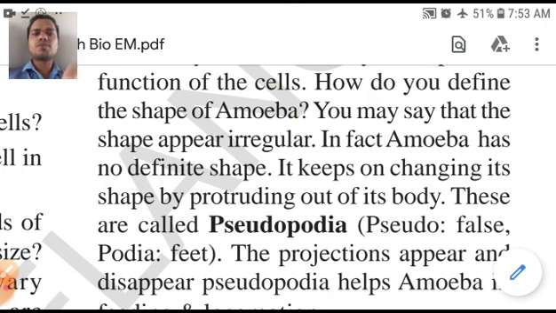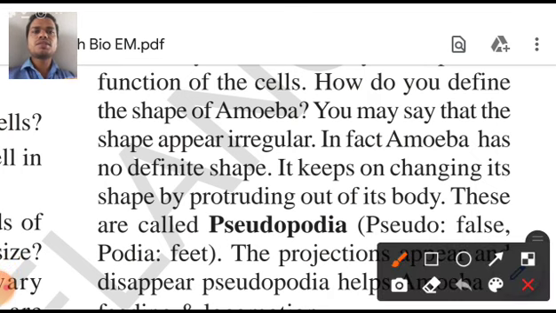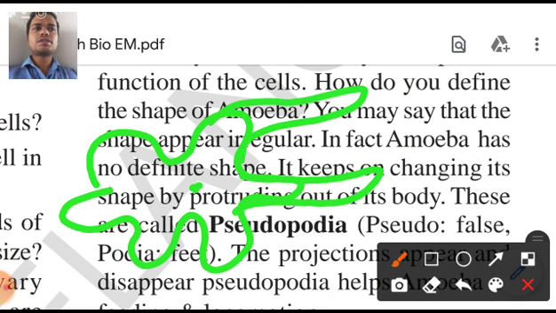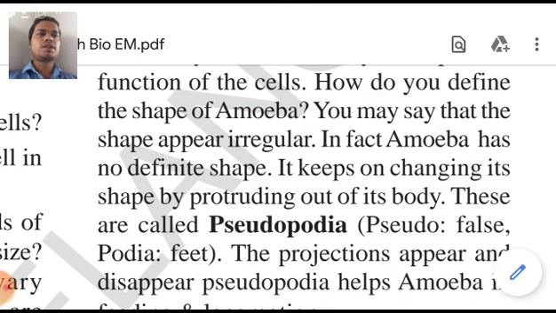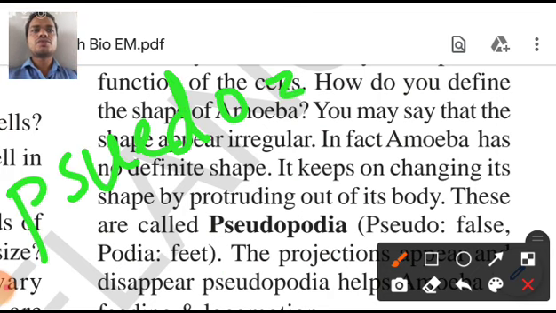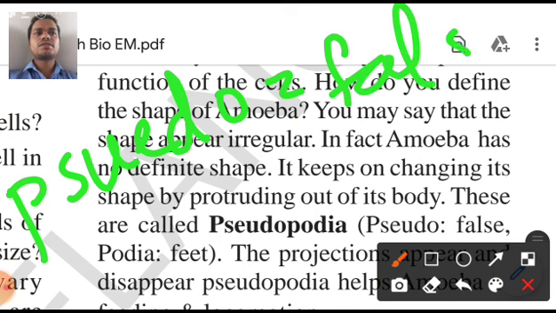These are called pseudopodia. What is the meaning of pseudopodia? See, if you look at the amoeba, sometimes parts of the body will come outside like long structures. These long structures are called pseudopodia. What is the meaning of pseudopodia? Here, pseudo means false.